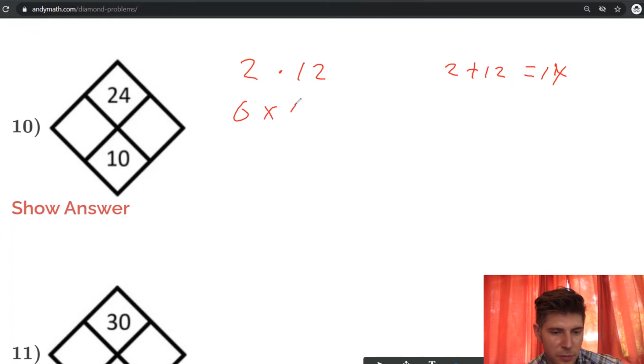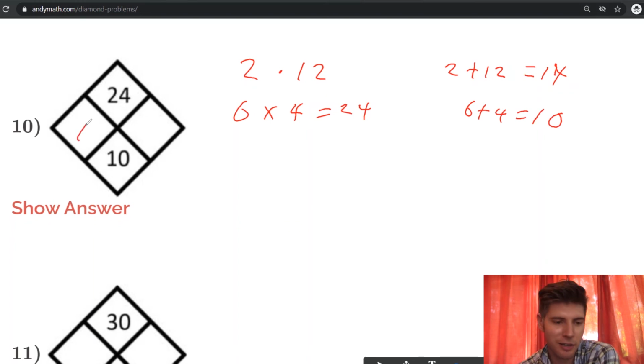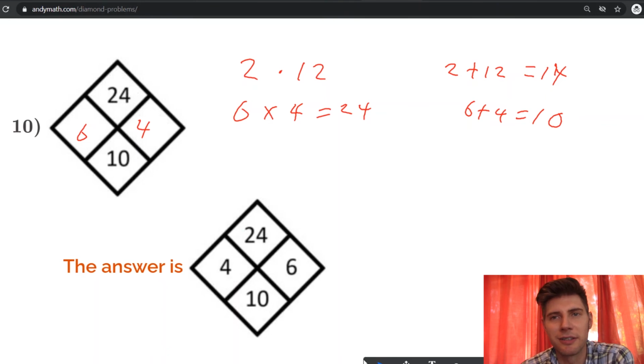24, 6 times 4. That equals 24. And 6 plus 4 equals 10. I'm done. 6 and 4. And they put 4 and 6, but it's the same thing. Let's try the next one.